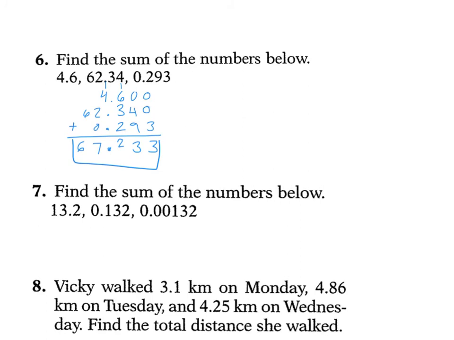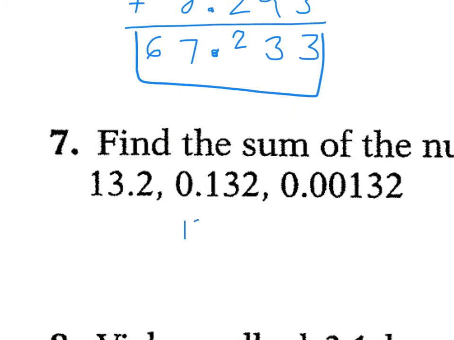Next, for number 7, we need to find the sum of the numbers below. So again, we're adding. So we need to line them all up. 13.2. Next, we have 0.132. And last, we have 0.00132. So I'm going to add zeros here for placeholders.